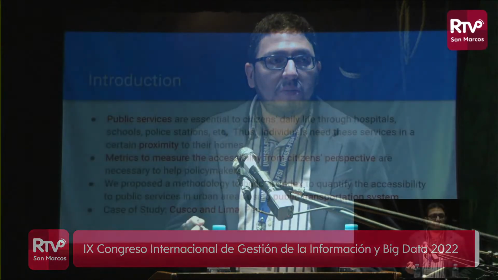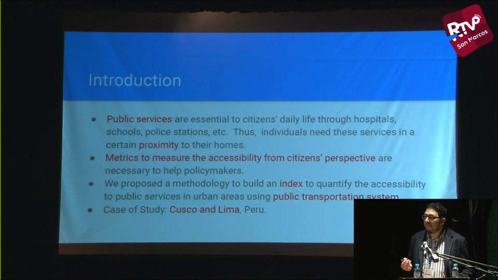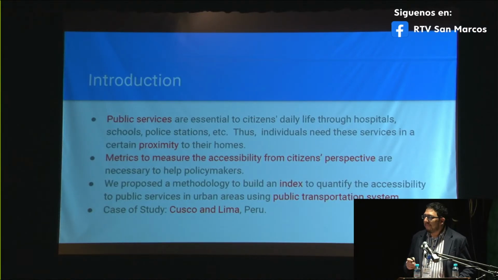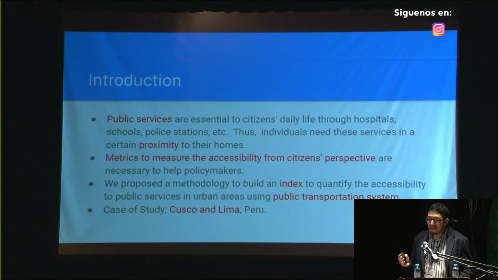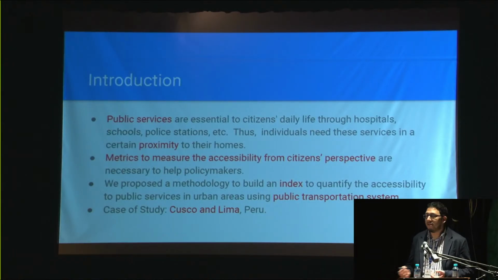The problem is that sometimes we don't have this kind of information in a very accurate way, or even the government doesn't have this kind of information. And I'm going to tell you why. So the idea is to present a metric which is kind of easy to compute, easy to understand for policymakers, from the accessibility point of view of the citizen. So our methodology tried to present an index that quantified this kind of accessibility based on distance. So it should be very easy to understand.